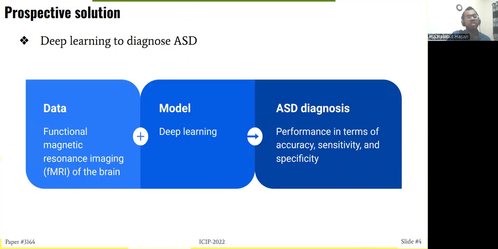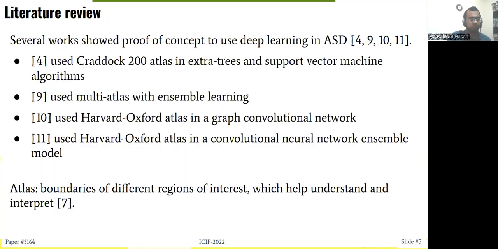So what could be the prospective solution? We can use deep learning, because deep learning has been used in so many medical diagnosis methods nowadays. So we can use deep learning to diagnose ASD. For data to train the deep learning models, we can have functional magnetic resonance imaging of the brain, and there are different deep learning models available. We'll be specifically talking about convolutional neural networks, and with the data and the models, we'll be having the ASD diagnosis. We'll be having the performance in terms of accuracy, sensitivity, specificity, and it is also possible with other scores as well. Now, let's talk about some already published works.